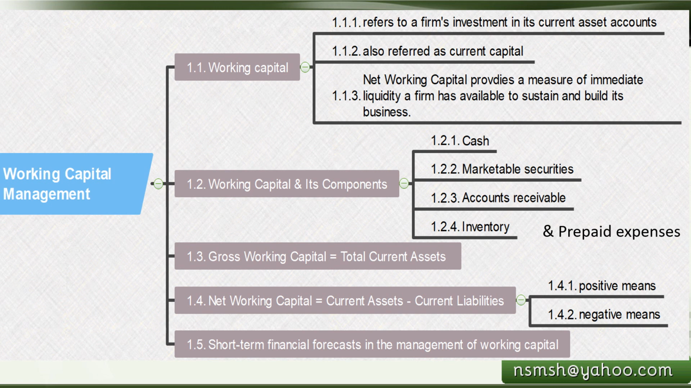So the gross working capital, as we saw, is the total current assets, and net working capital is current assets minus current liabilities. When we talk about net working capital, it can be positive or negative. If positive, normally it is healthy and good, and if negative, there may be liquidity issues that we have to see in detail. It depends on the business nature, circumstances, and your operating cycle, cash cycle, etc.